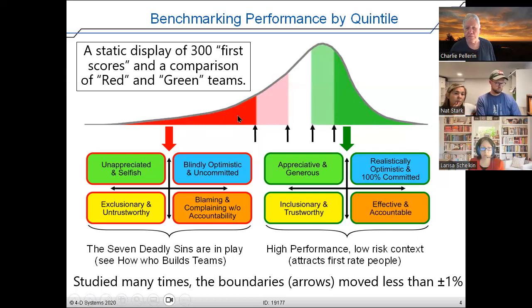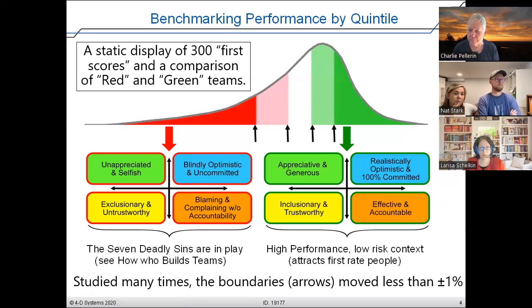And we've looked at taking the data, and we have tons of it, slicing it all kinds of different ways: by occupation, by region, by country, by management versus project. These boundaries have never moved more than plus or minus 1%. So this is within the limit of about half of one of these boundaries. It's a very accurate measurement.